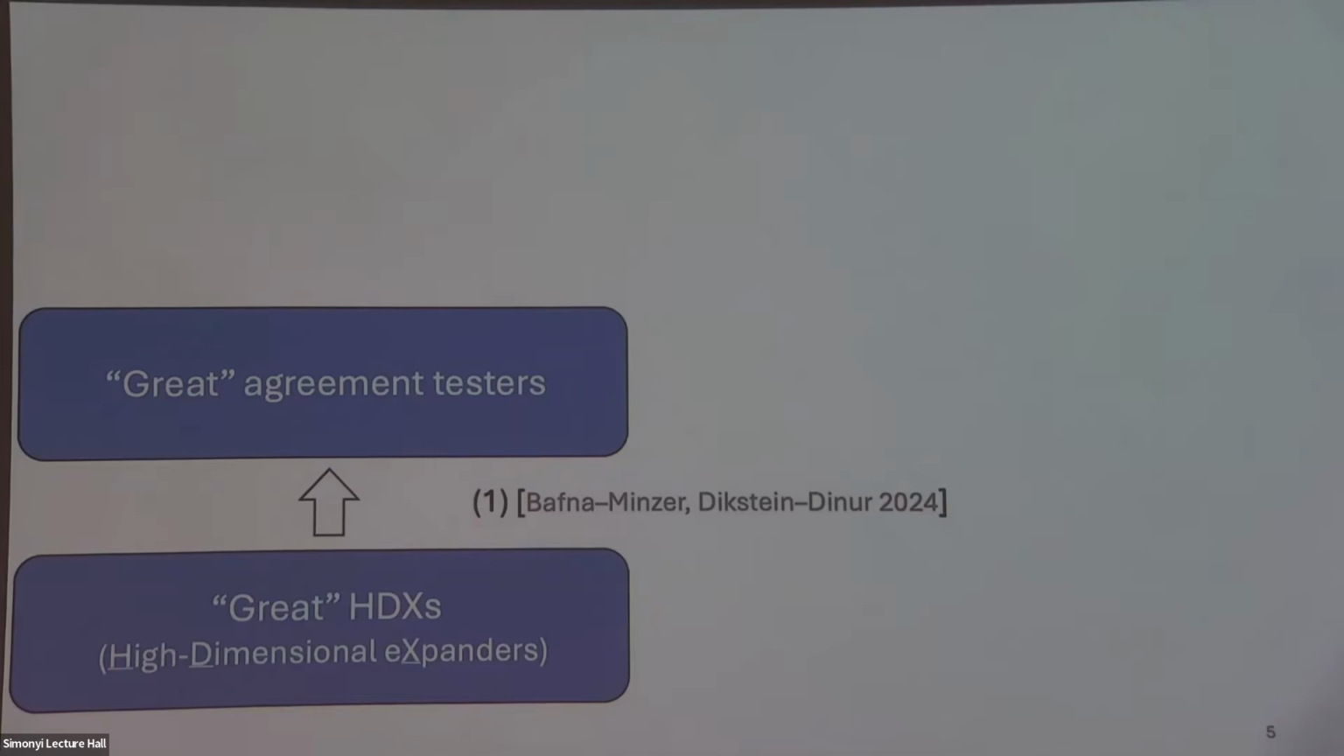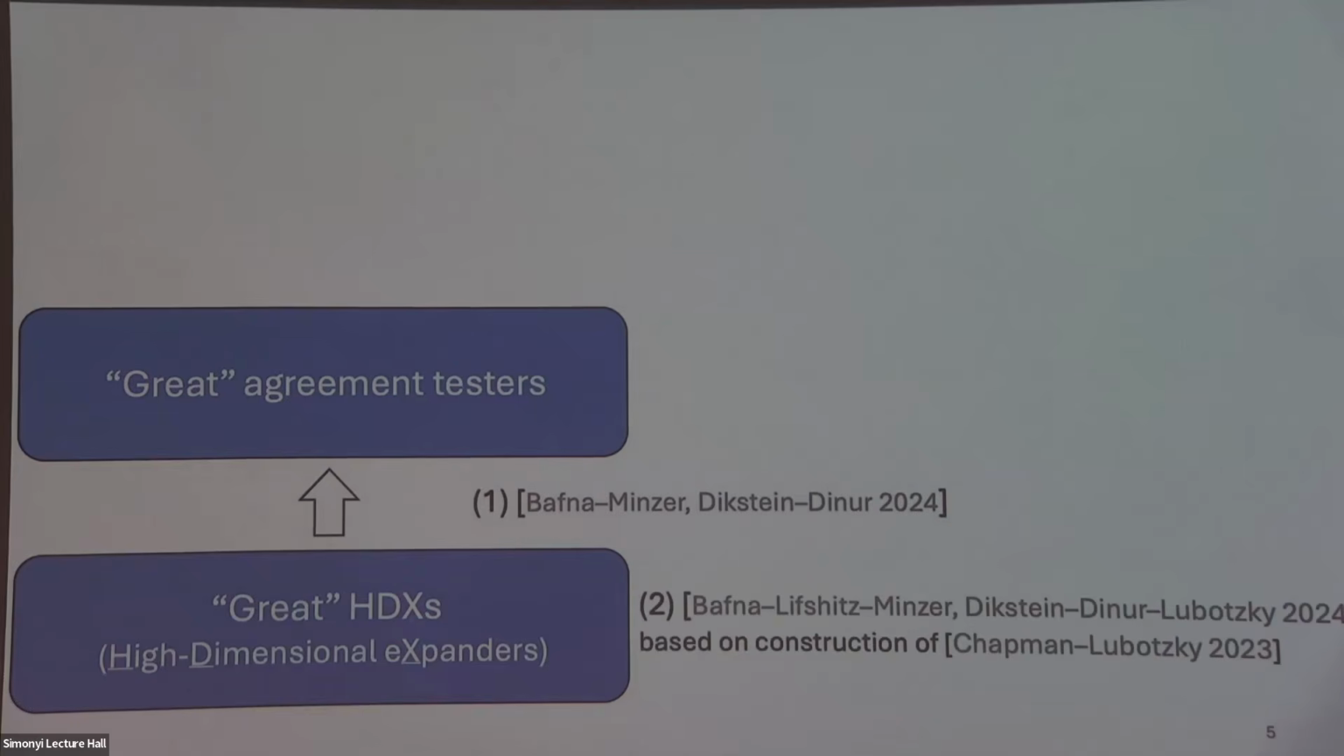And there were two papers that had a similar implication. One of them is by Yotam and Irit. And then following up on this, there were constructions of these great high-dimensional expanders based on some construction due to Chapman and Lubotzky, and this was another paper of Irit and Yotam and Alex Lubotzky, and another paper also at the same time.